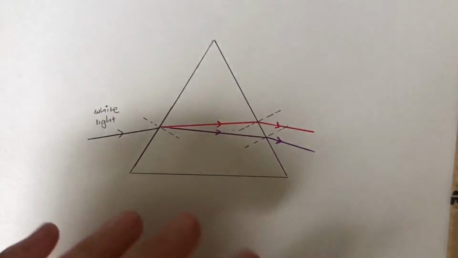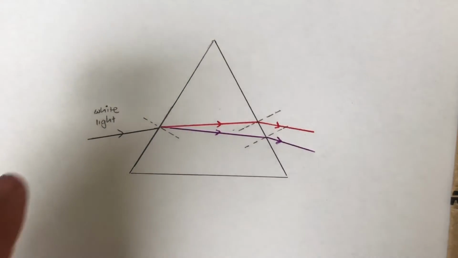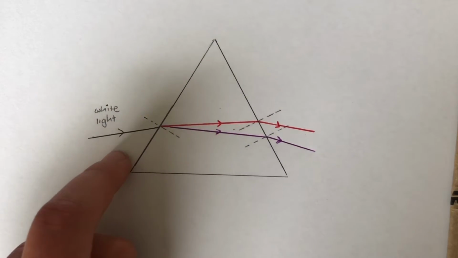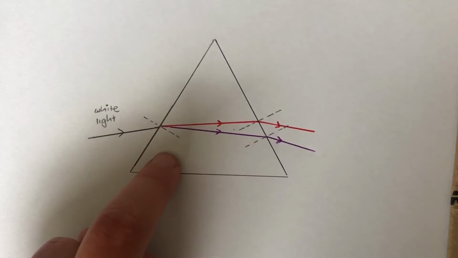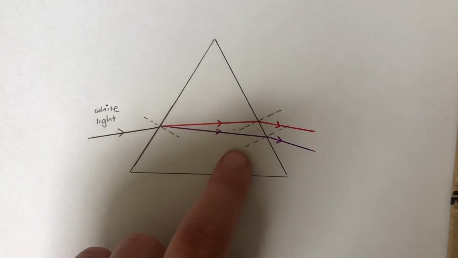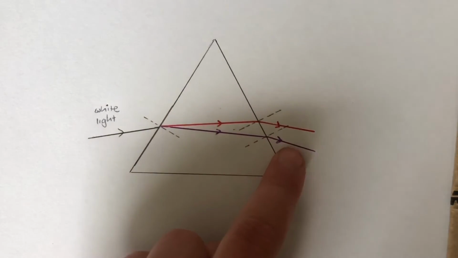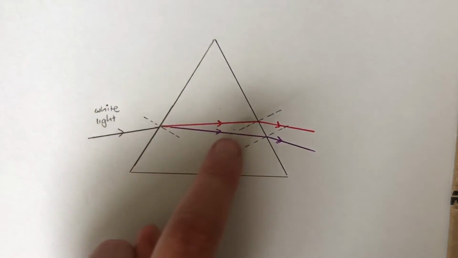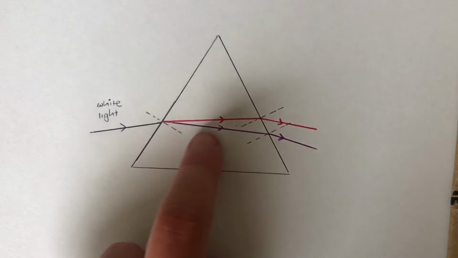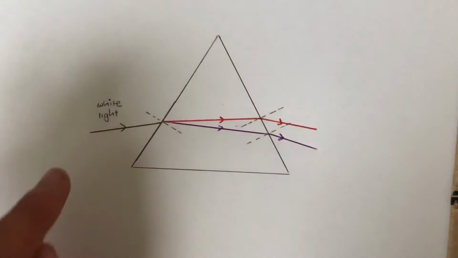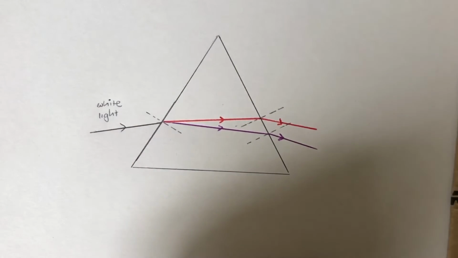So what we are seeing here is a more exaggerated drawing of what we saw before. As white light moves from air into the prism, refraction occurs because the light slows down and bends towards the normal. And as it leaves the prism, it speeds up and bends away from the normal. Violet light slows down to a greater extent than the red light, and so changes direction by a greater amount. This separates the light into different colours, thus creating a rainbow.